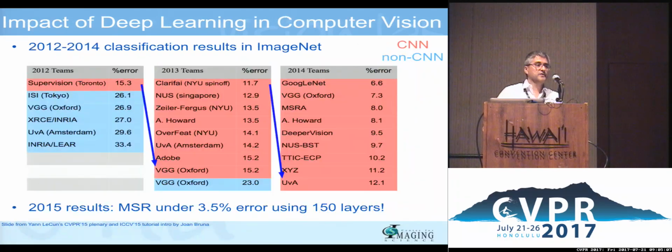So blue are methods not based on deep learning as of 2012. And that's what I meant, that the error in ImageNet used to be around 26%. And it went down to 15% in 2012 with AlexNet. But in 2013, the error went down again from 15 to 11. In 2014, it went down from 12 to 6. And in 2015, it went down again to 3.5% with ResNet.